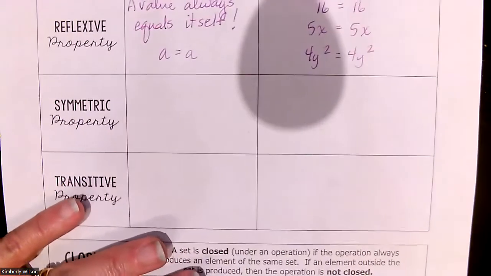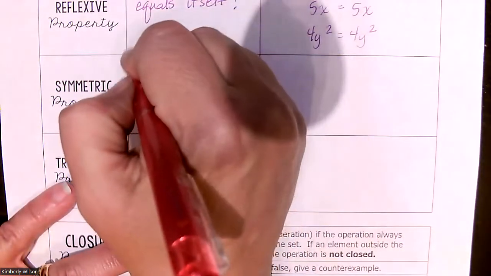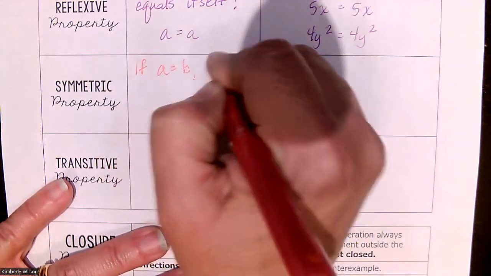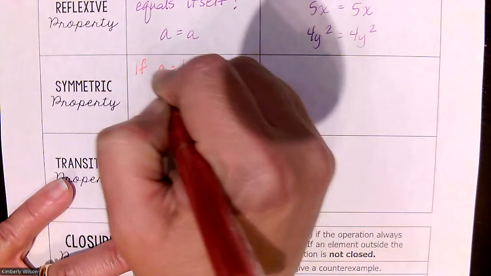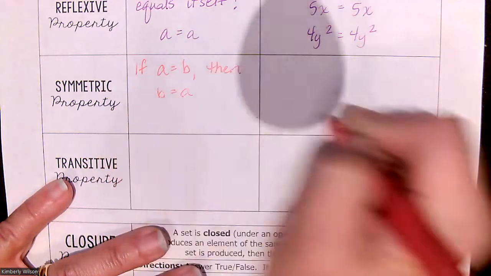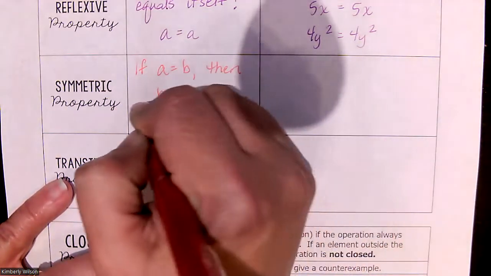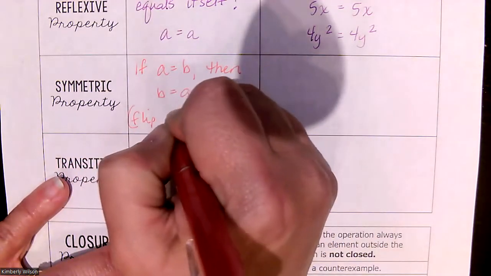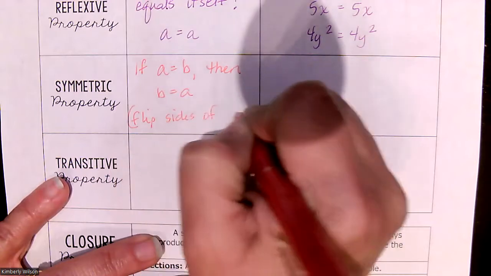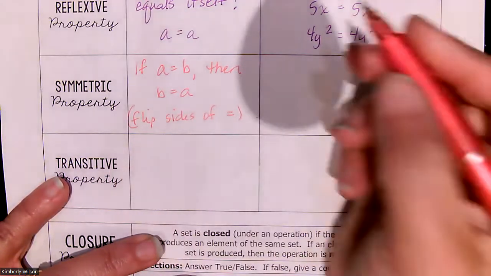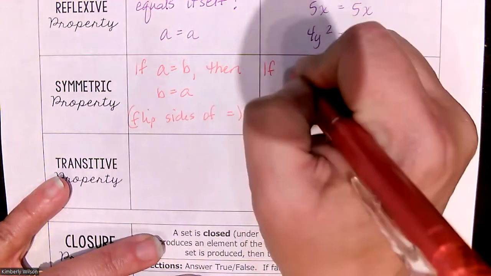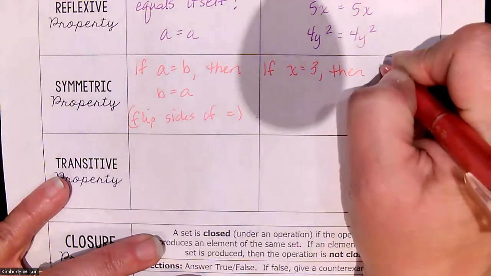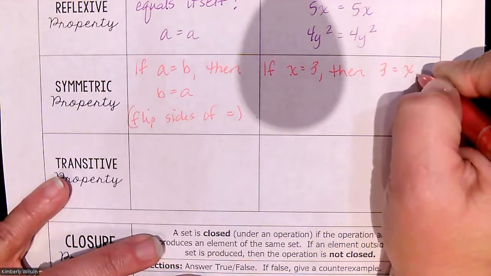Next, symmetric property. This is if A equals B, then we can say B equals A. So they flip sides of the equal sign, okay? Flip sides of equals is kind of what happens. So examples would be if x equals 3, then 3 equals x, period.